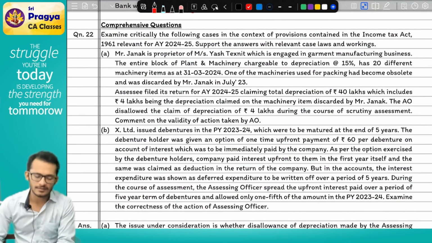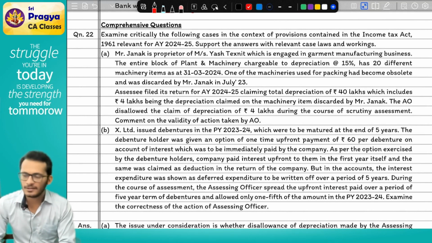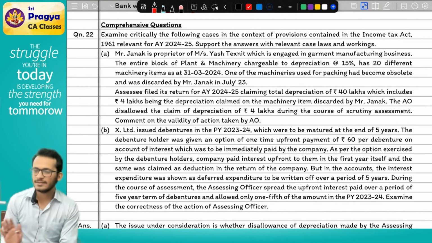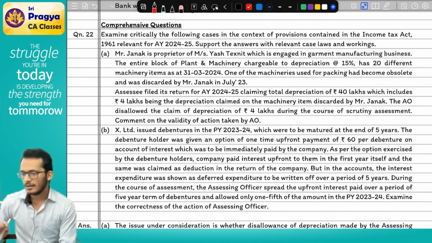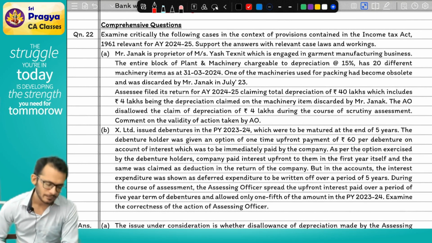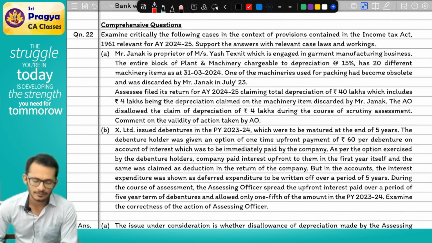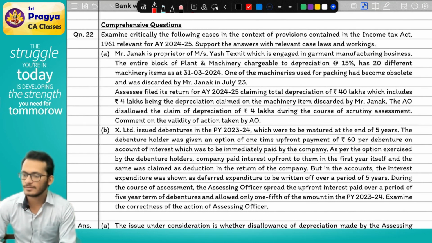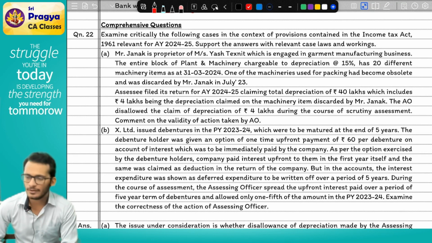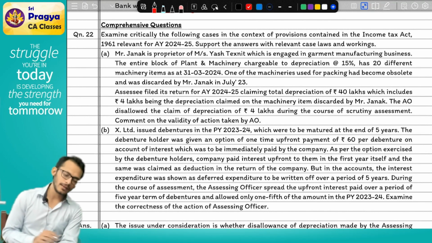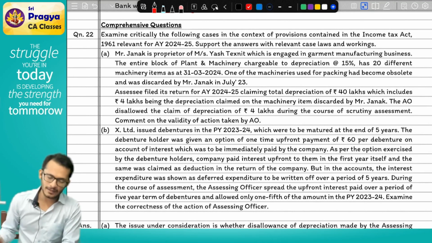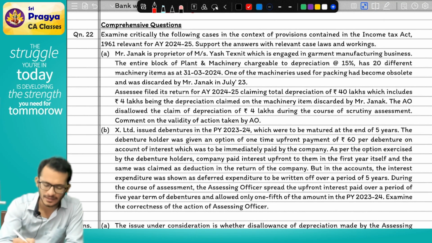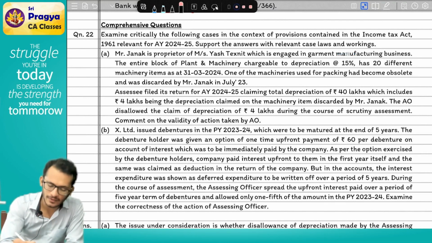You are required to examine critically the following cases in the context of the provisions of the Income Tax Act relevant for the assessment year 24-25. The answer should be supported with relevant case laws and workings. Now these are not the significant case laws. They have put a case law, but we will discuss it logically. Let's read the question together. Mr. Janak is proprietor of Yash Texnit, which is engaged in the garment manufacturing business. Now, one thing to keep in mind, this is a manufacturing business. The moment you see manufacturing business, what should come to your head?